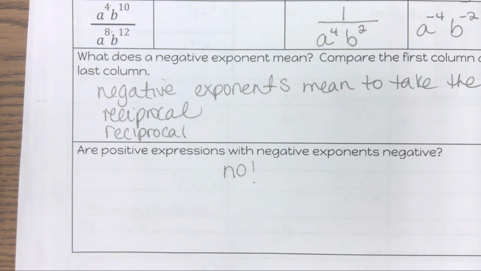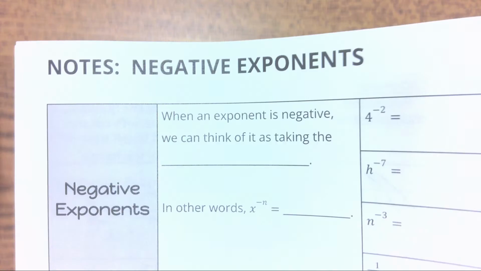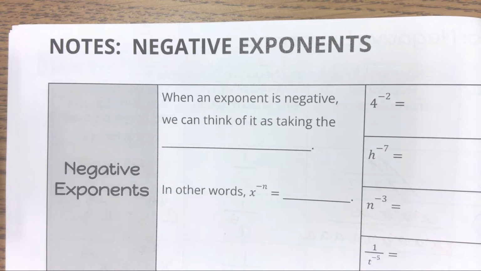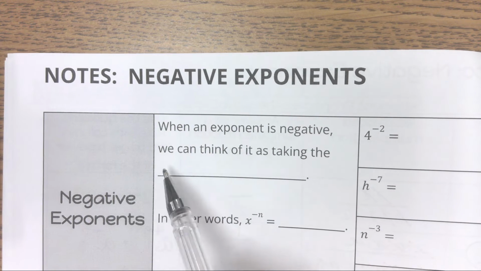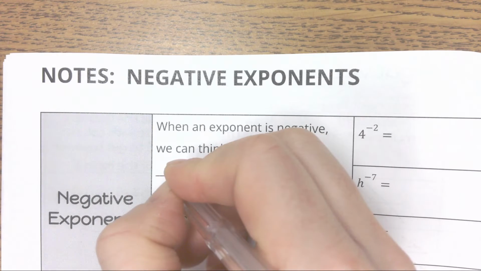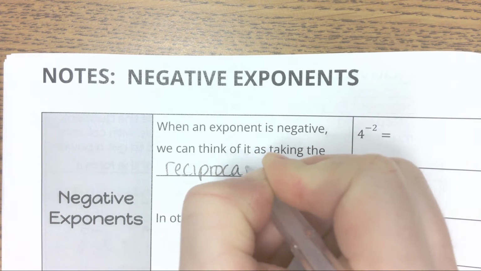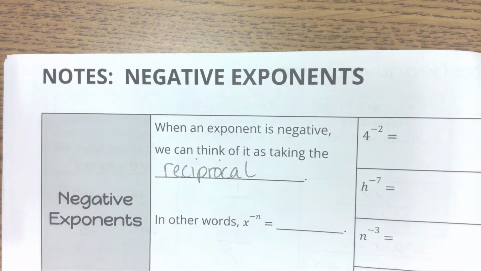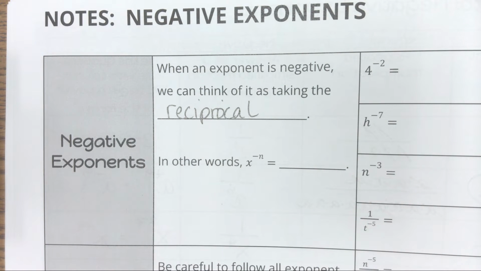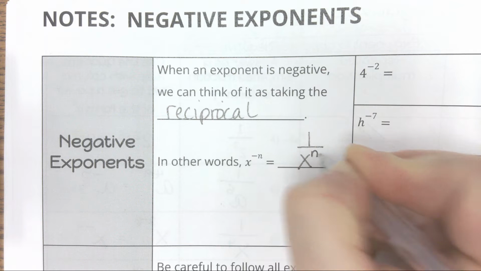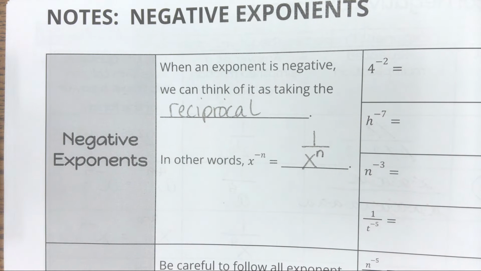Okay, let's do some examples. So from before, when an exponent is negative, we can think of it as taking the reciprocal. In other words, x to the negative n is 1 over x to the n. A reciprocal means you flip the fraction around.